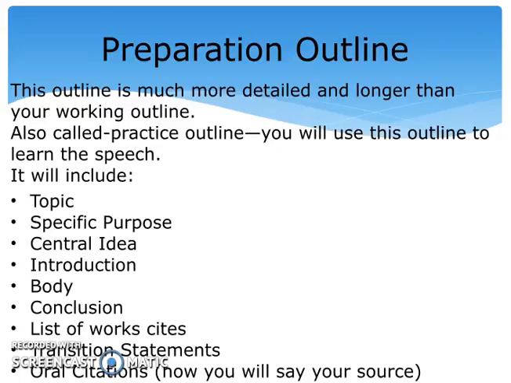It will include a works cited page, transition statements, and remember you're going to be providing transitions from the intro to the body, between each main point, and then from the body to the conclusion. And your oral citations, you want to write those out when you borrow information, the way that you will say them in the speech. I'm not looking for how you would do in-text citations in a paper. I'm looking for how you would cite this in a speech. Okay, so remember what we learned in Module 3 about orally citing sources.